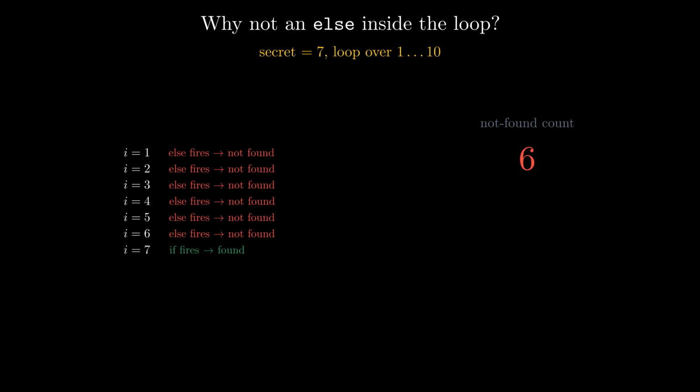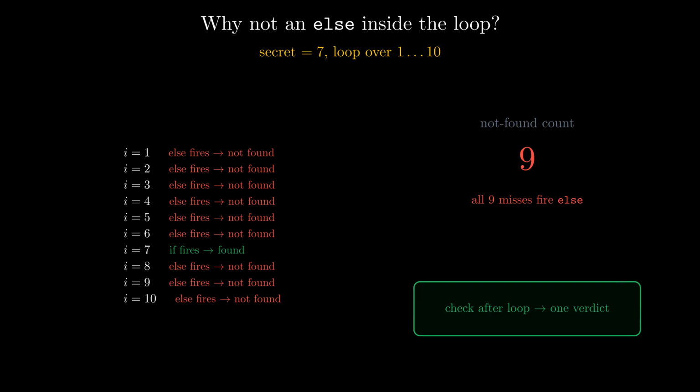Only when I reach 7 does the if fire. Every other value, all 9 of them, triggers the else. You'd get a not found on every miss. We only want one verdict at the end, so the not found report belongs after the loop, where it runs once, not on every pass.